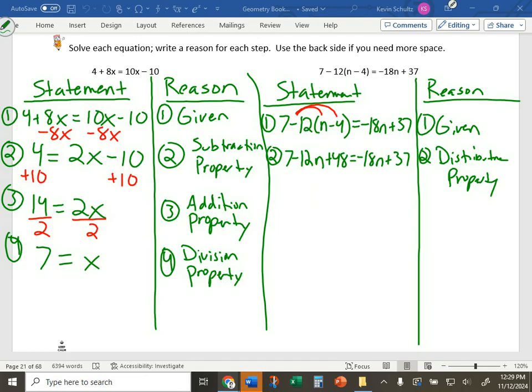It's defending our reasons with geometric properties and stuff like that. Distributive property. Wait, so we're not allowed to show our work? You can show your work if you want to, but in a formal proof, you don't have to show the work. You just go to the next statement, and then how'd you get there? Okay?